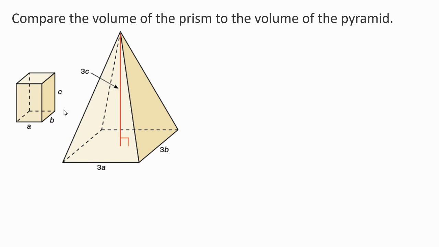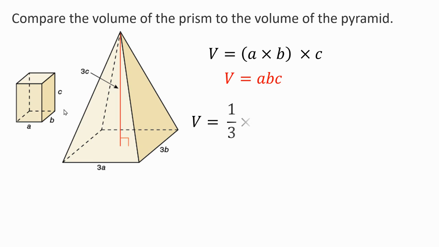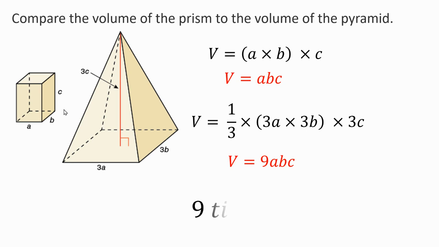All right, now this one says compare the volume of the prism to the volume of the pyramid. If we find the volume of the rectangular prism, it's ABC. Then if you do the other one, it's 1/3 times 3A times 3B times 3C, which gives you 9ABC. So it's 9 times larger.